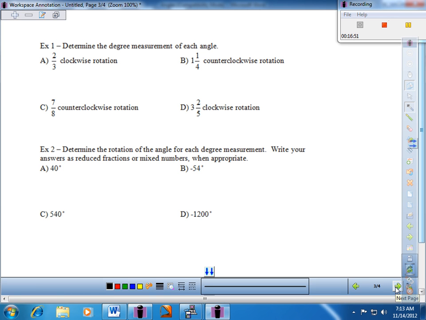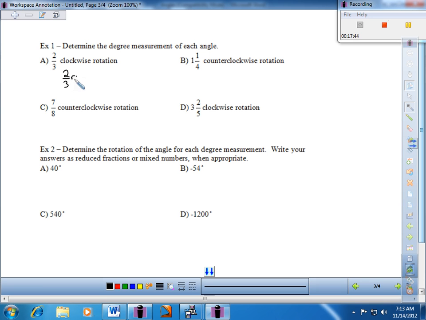So it's to determine the degree measurement of each angle. Notice I've got the fraction of the rotation and I have the direction of the rotation. Based on those two things, you should be able to give me a numerical value. And also, everybody, you should be able to visualize that terminal side. So let's give this a try. The first one's always the hardest, just to get a feeling for it. But here's what I would do.